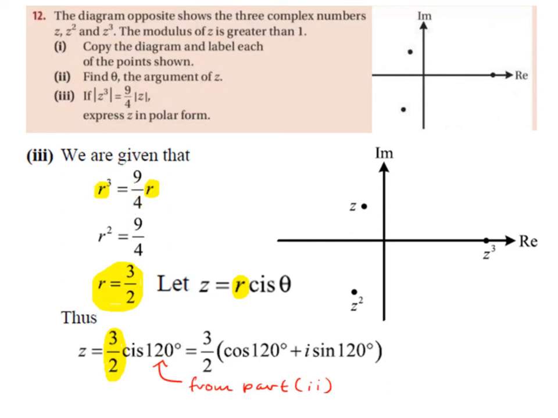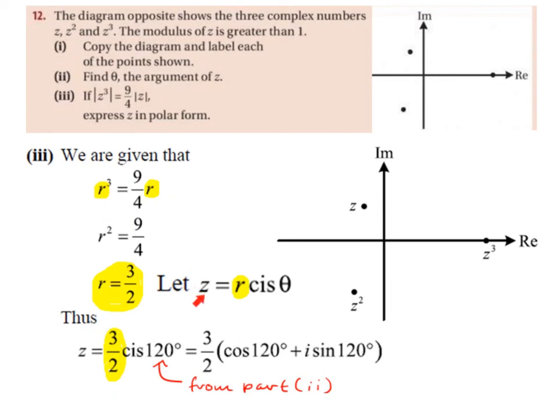So what we want to do is solve for r. We can start by dividing across by r. So r cubed divided by r is r squared, and 9 over 4 r divided by r is 9 over 4. So we have r squared is equal to 9 over 4. So r is going to be equal to the square root of 9 over 4, which is 3 over 2. So now we have r equal to 3 over 2.